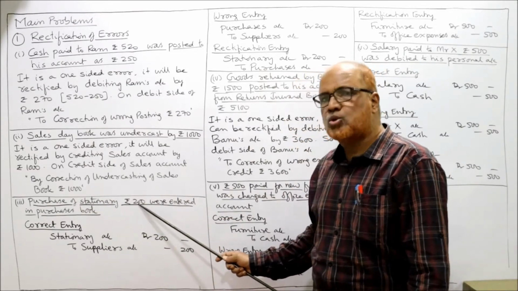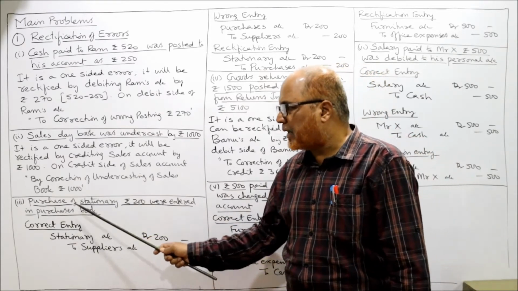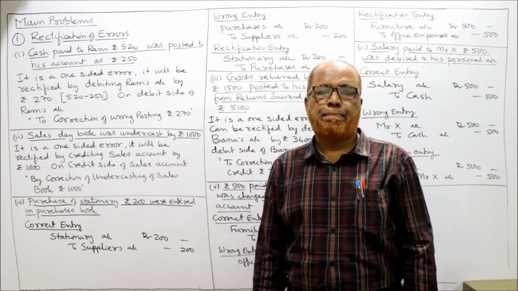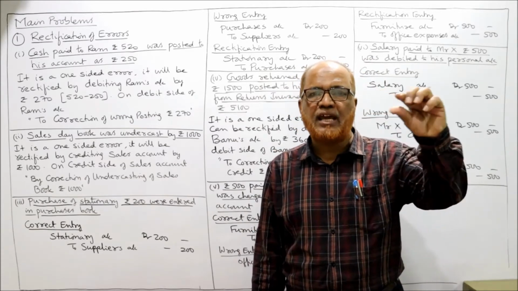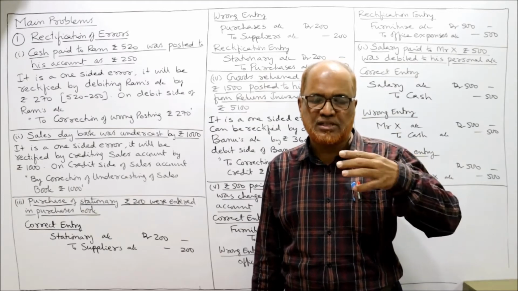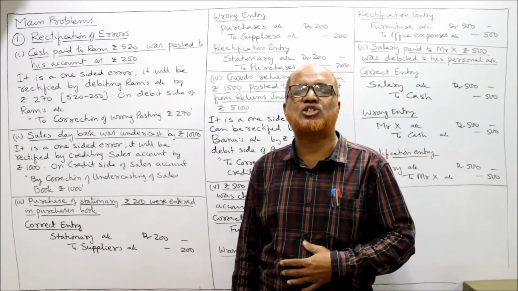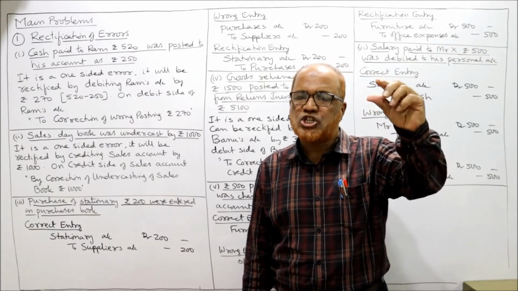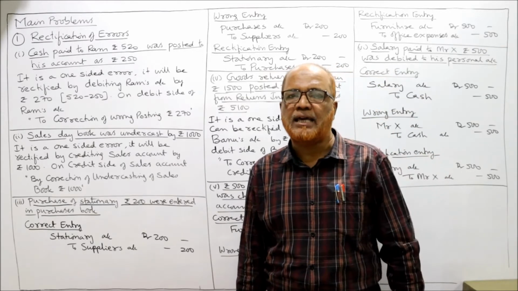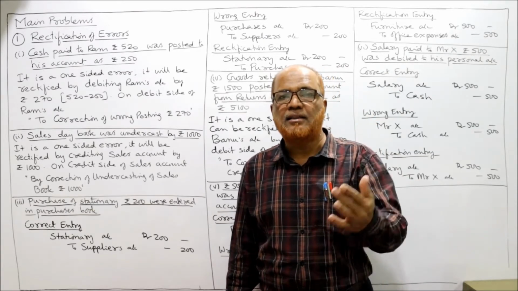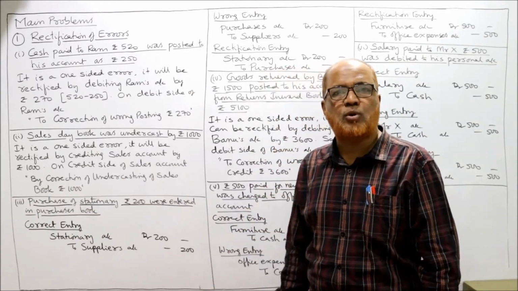Purchase of stationery 200 was entered in the purchase book. For the purchase of stationery, the entry will be stationery account debit to cash or supplier. Supposing we have purchased the stationery on credit, the entry will be stationery account debit to supplier. Stationery should be debited. But by mistake, the entry was made in the purchase book.